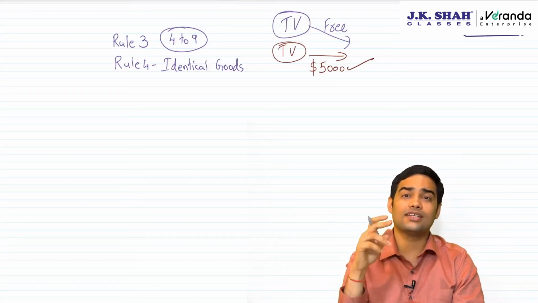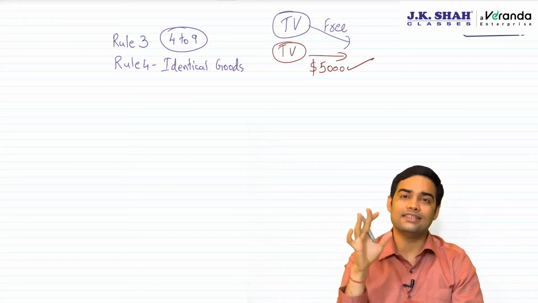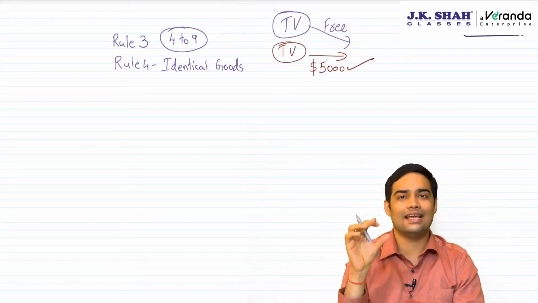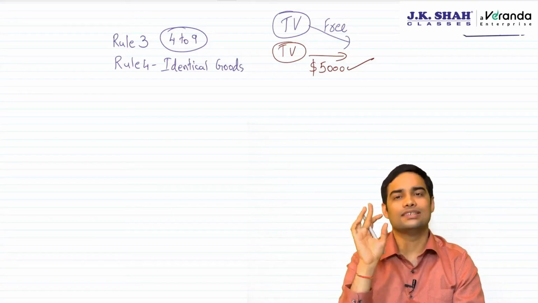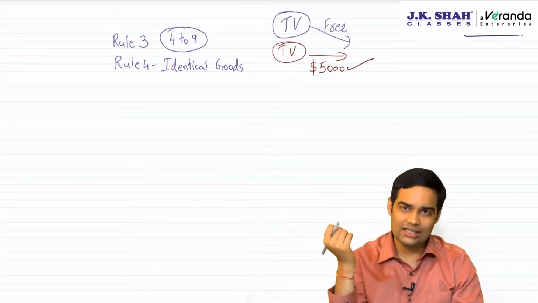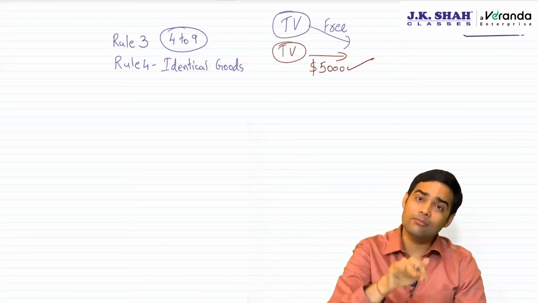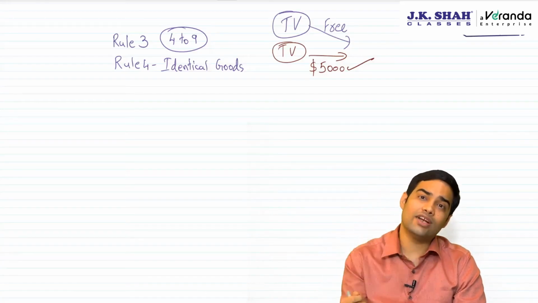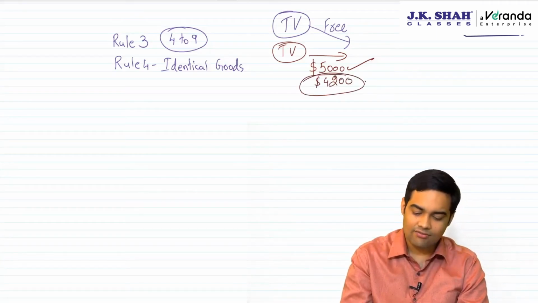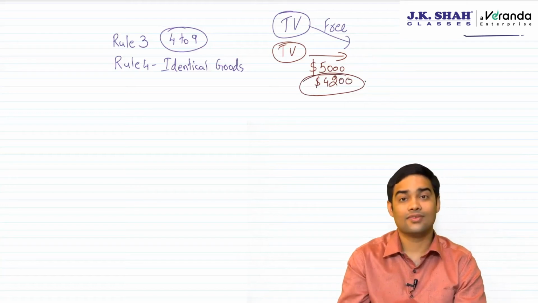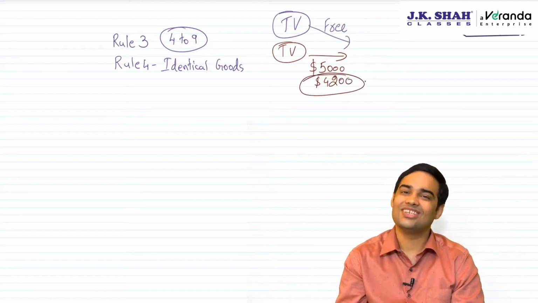Suppose, sir, there are multiple transactions. In that case, consider the same commercial level and substantially the same quantity. But sir, at the same commercial level, if there are different prices like $5,000 and $4,200, then the law says consider whichever is lower. Oh, wonderful. Consider whichever is lower.